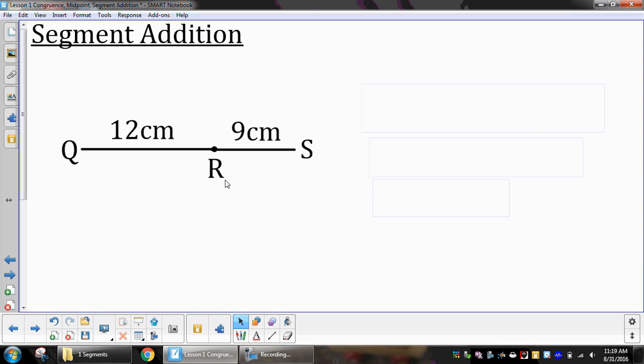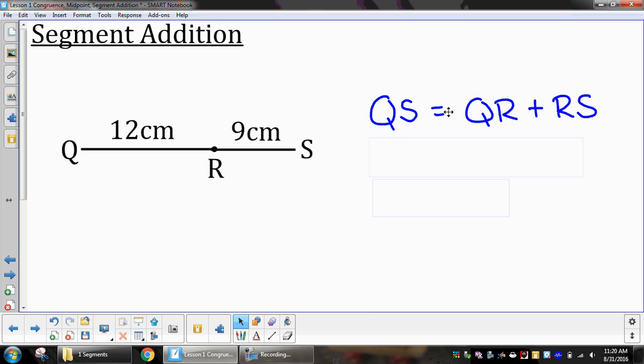So we've talked about what it is for segments to be congruent, what it is that a midpoint does to a segment. A midpoint breaks a segment into 2 congruent smaller segments. And now we're just going to talk about segment addition. So R is not the midpoint. You can tell because QR is 12 and RS is 9. But if we add 2 smaller segments together, we'll get the length of the whole entire segment, QS.